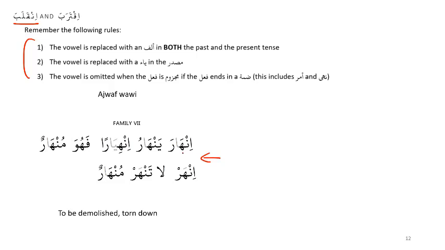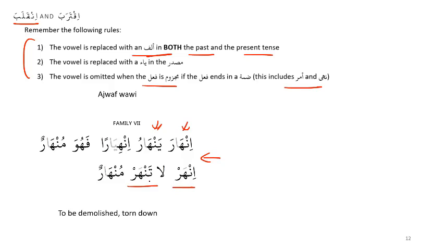So this word inhara, what are the rules here? Again, alif in both madhi and mudari. So we see that here, madhi and mudari. And then for amr and nahi, where the fail is majzoom, we have the middle letter that is skipped altogether. All right. So this is family 7.